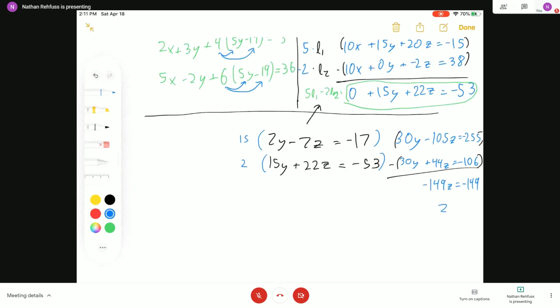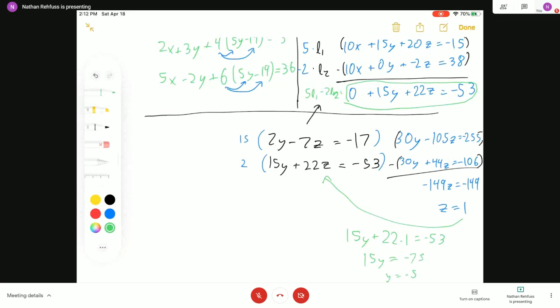Now I'm going to take that and stick it back into either one of these equations. How about 15y plus 22 times 1 equals negative 53. So if I subtract 22 from both sides, I have 15y equals negative 53 minus 22, which is negative 75. Divide both sides by 15, and we get that y equals negative 5.